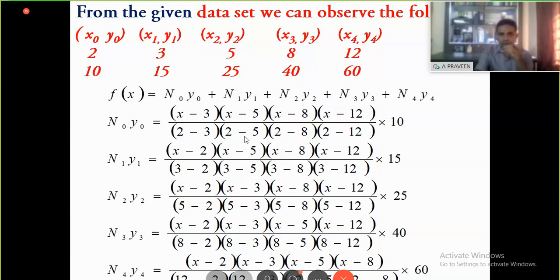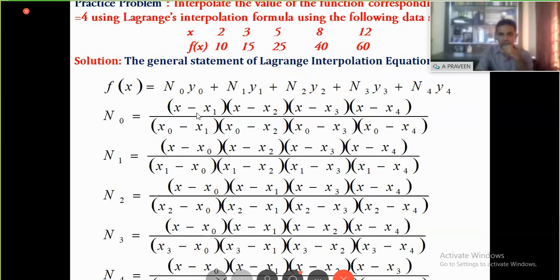The numerator again remains as x minus x3. So for the numerator you can have x minus x1, where x1 is 3, x minus x2, where x2 is 5, x minus x3 is 8, and x minus x4 is 12. Now you have x0 minus x1, x0 minus x2, x0 minus x3, x0 minus x4, which is x0 minus 12.